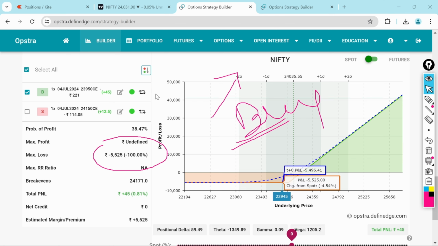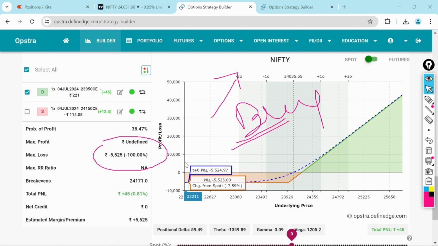The secondary thing is that if the market doesn't move up as we anticipated, if the market stays where it is now, then here you can see in the orange box, we'll lose around 3,500 rupees in this particular trade. We are losing only 3,500 rupees because we bought in the money. If you had bought at the money or out of the money, you would have lost the entire capital we paid to buy the call option.